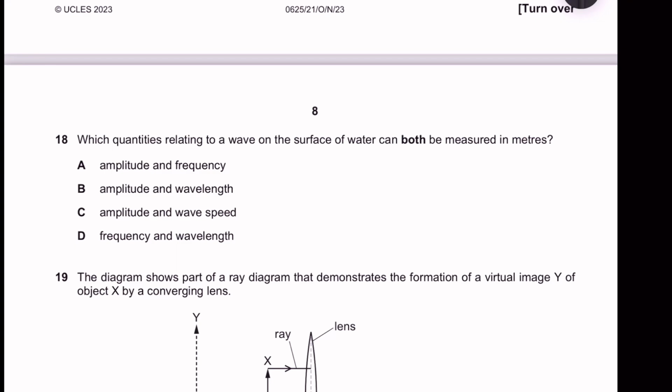Question 18. Which quantities relating to a wave on the surface of water can both be measured in meters? So in amplitude, you can measure amplitude, but you can't measure frequency since it is in hertz. So you can cancel A and D. And also you can't measure wavelength. And you can't also measure wave speed, so it will be B.